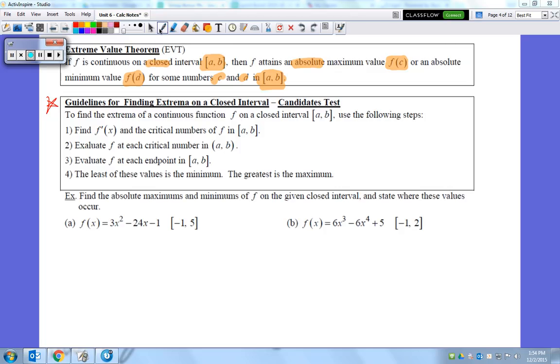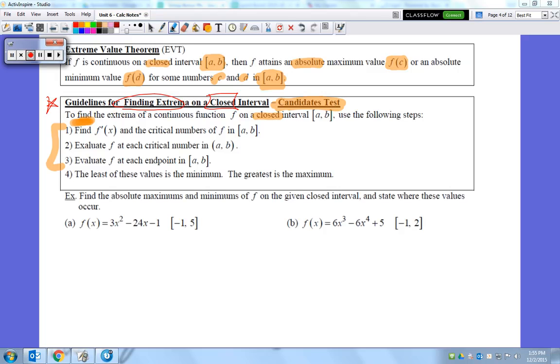Guidelines for finding extrema on closed intervals. This is called the candidates test. And this is how you're going to say it: per candidates test, and so on. You'll see here in just a bit how we're going to do that. To find extrema on a closed interval, we're going to use the following steps.